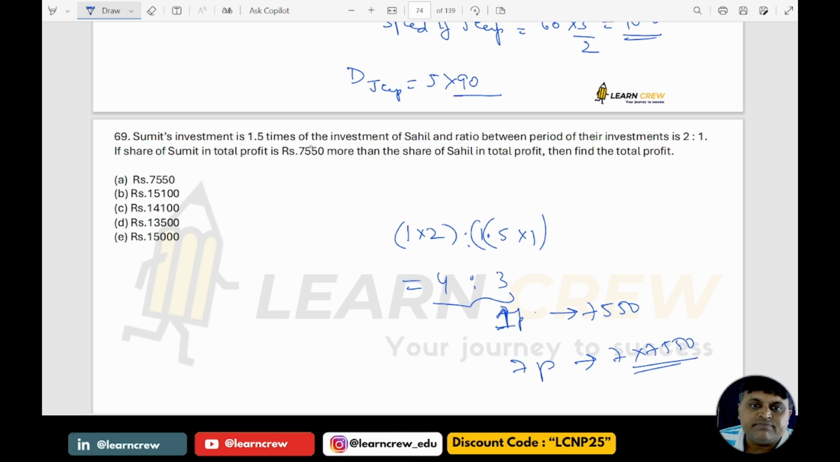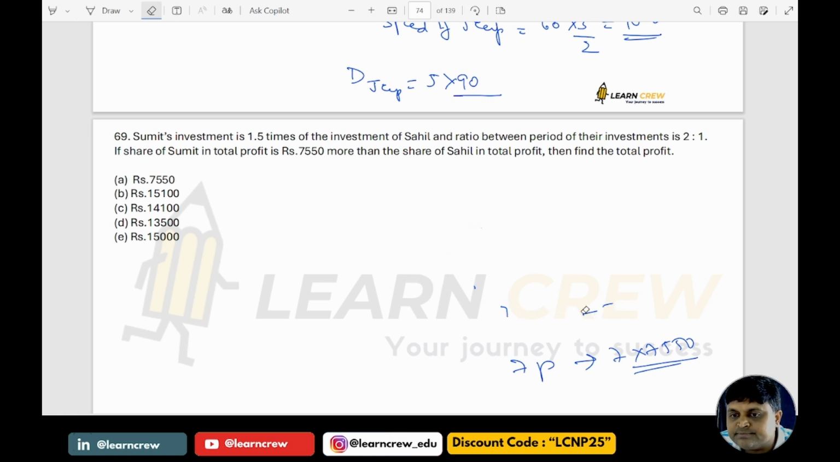Sumit's investment is 1.5 times the investment of Sahil, and the ratio of the time periods of the investment is 2:1. Sorry, so this is the mistake we have done. The ratio is wrong. Here the ratio is wrong. Please see.